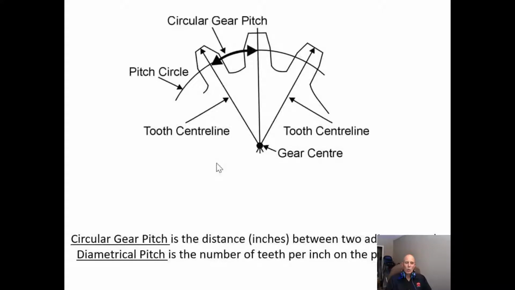Now, when we're taking a look at the pitch circle, it's the distance between two adjacent teeth. It can be from the center of the tooth, or it can be from one side of the tooth to the other side of the tooth. Diametrical pitch is the number of teeth per inch on this pitch circle.